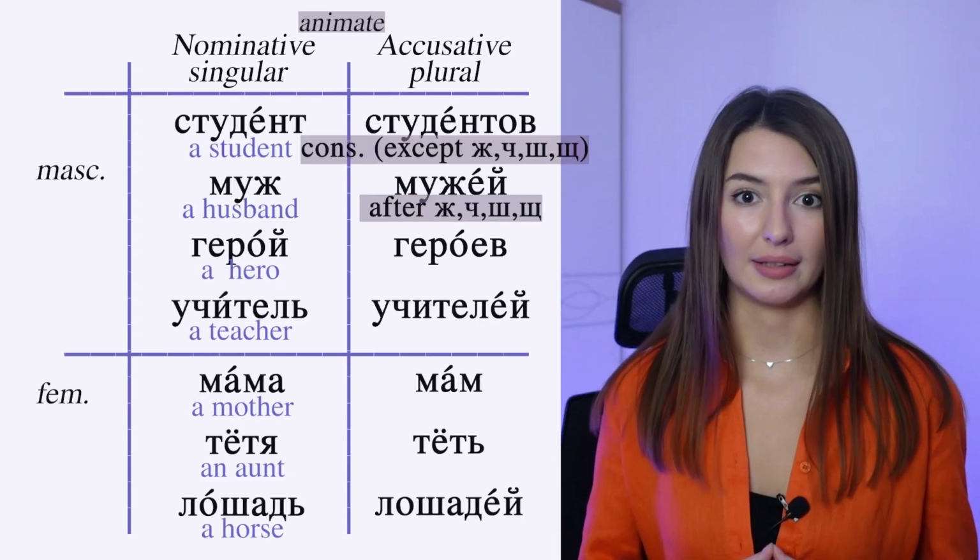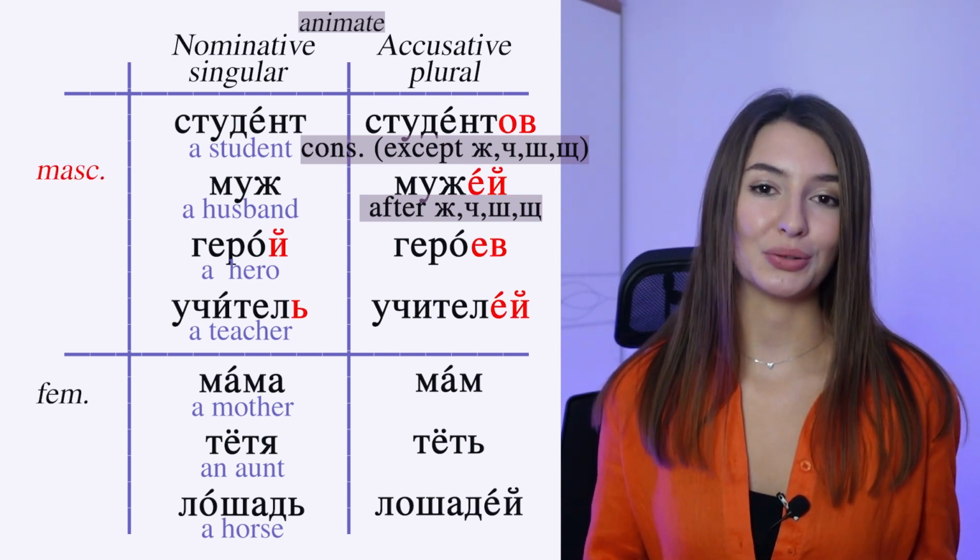And now it's time for the plural animate nouns. The bad news is that the rule is really complicated because there can be different endings, but the good news is that the form of the animate accusative plural is equal to the animate genitive plural. So when it's time to learn the genitive case, it will be easier for you. So let's look at these endings.